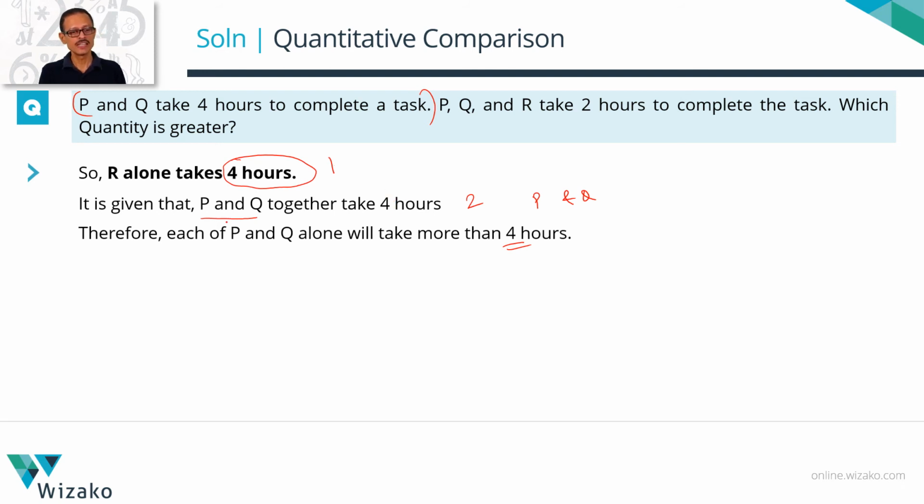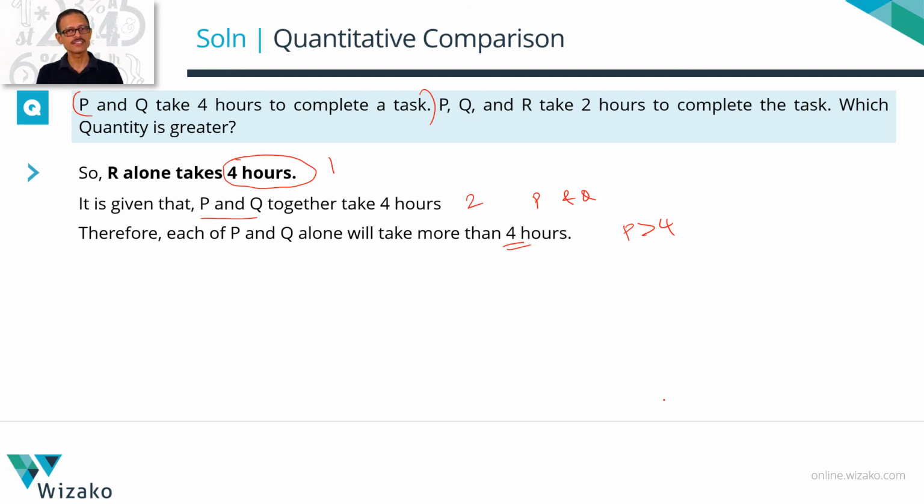Which means if you let them work independently, both P and Q independently will take more than 4 hours. So do we have a number for P? No, we do not have an exact number for P, but we know that P is definitely greater than 4. If P is not greater than 4, P plus Q together will be a value which is lesser than 4. P has to be greater than 4, Q has to be greater than 4, which is when the time taken when they work together is going to be exactly 4 hours. So from this first statement, we are inferring that P is greater than 4.